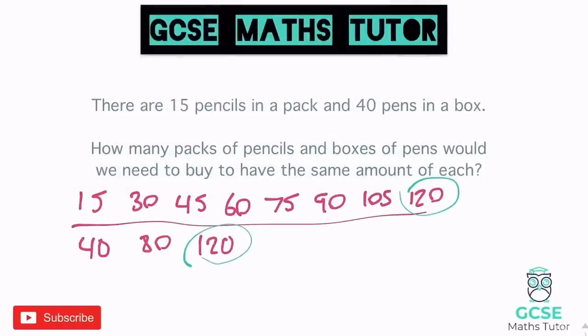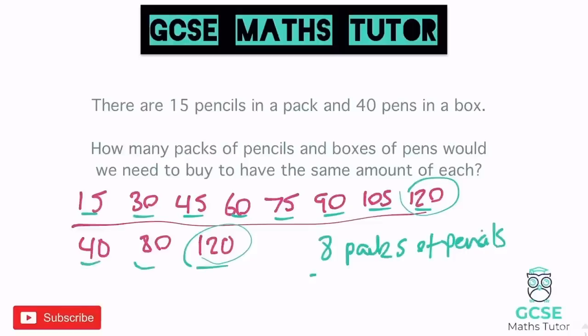So the question said how many packs of each, so that is one on the top. We've got 1, 2, 3, 4, 5, 6, 7, 8. That was the pencils, so that's 8 packs of pencils, and below there we have 1, 2, 3, 3 boxes of pens. Okay, so just remember to read the question, what's it actually asking for in the final step, even though we were looking at lowest common multiple for that one. Let's have a look at the next one.